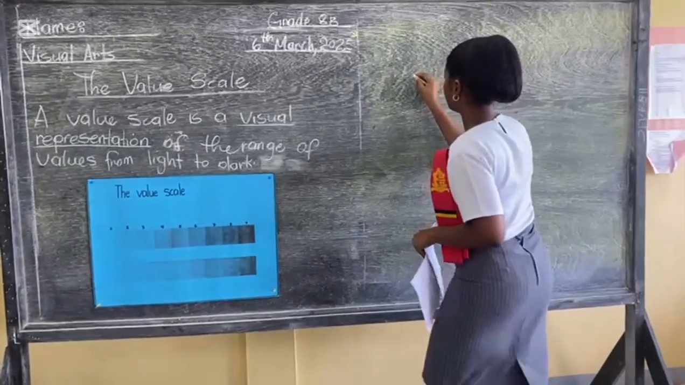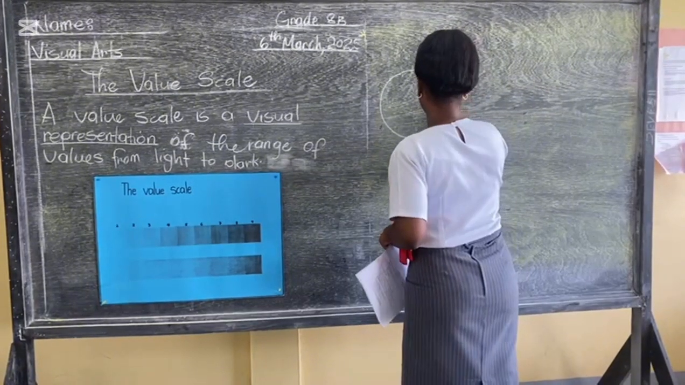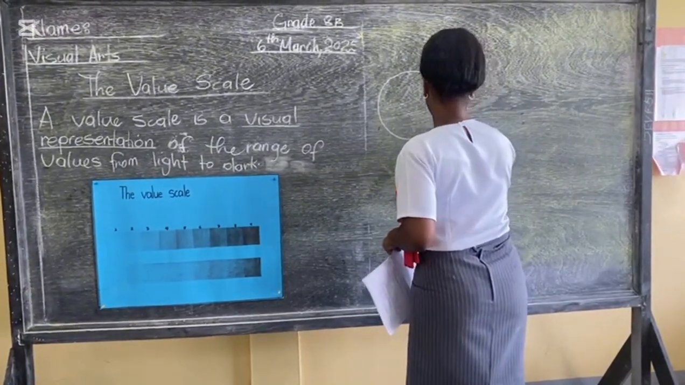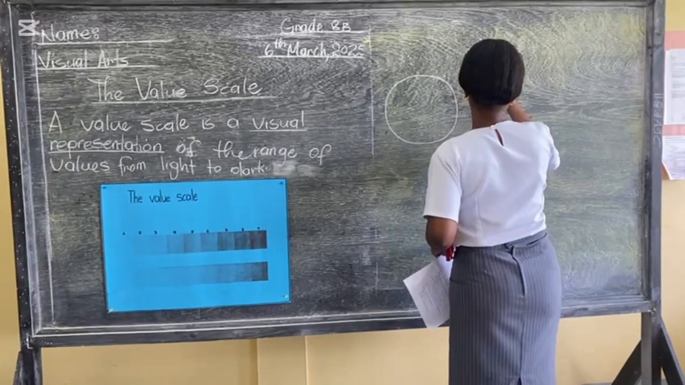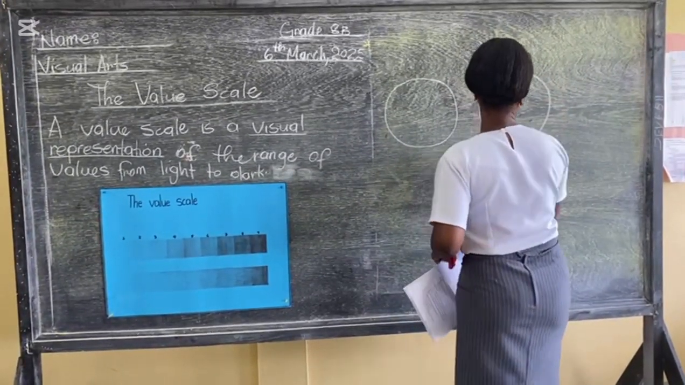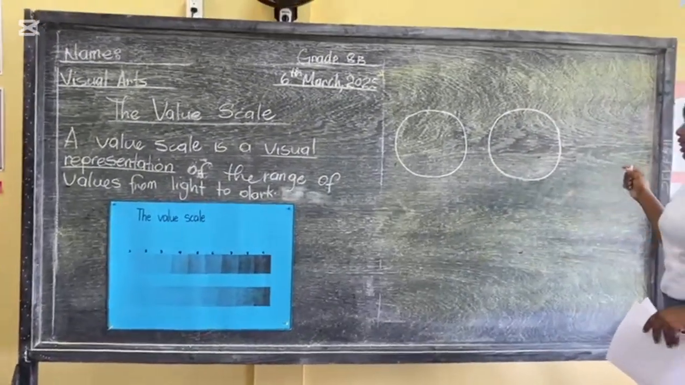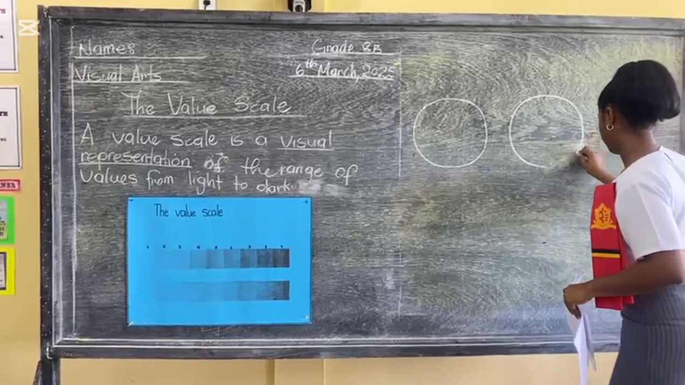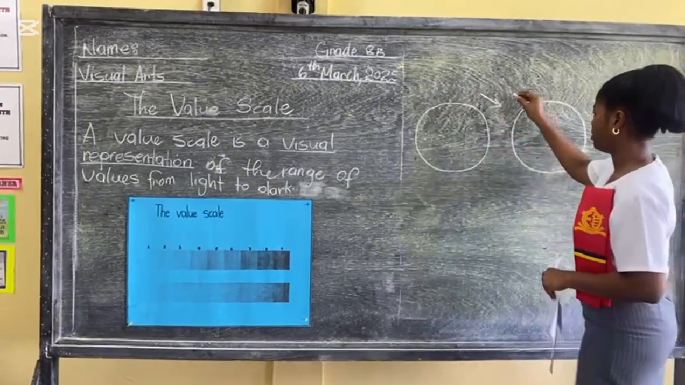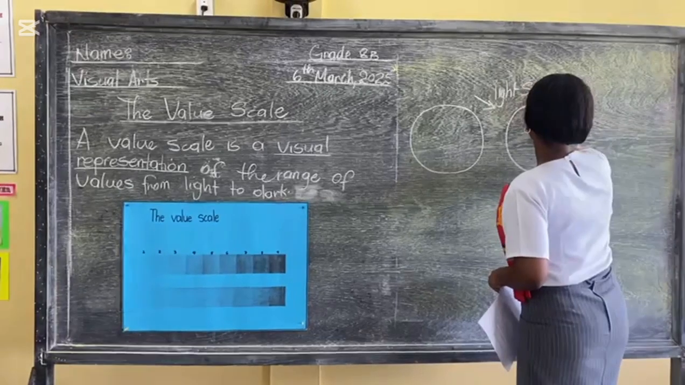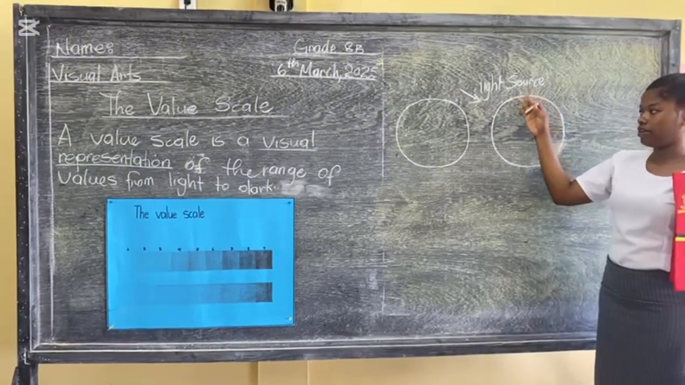Alright? So here, this is called a circle. Now let me show you how we can transform this circle into a sphere. With value, we have to understand that light source is important. That's how we get variation from value. Now let's pretend that our light source is coming from this direction. What do you think is going to happen to this side of the circle?